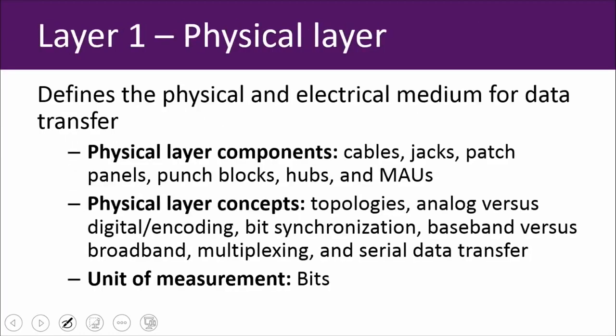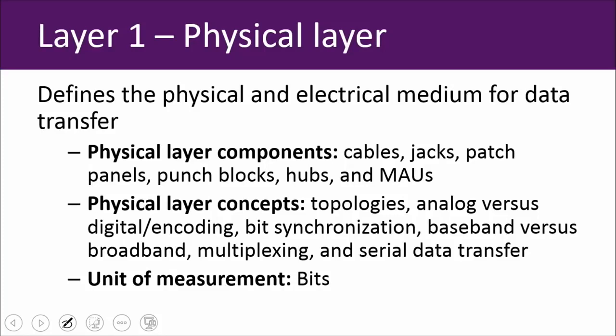Layer 1, the physical layer, just defines the electrical medium for data transfer, right? So not necessarily an electrical medium, but a physical medium. Physical layer components: you've got cables, jacks, patch panels, punch blocks, hubs, MAUs. Some of these things you might be like, I have no idea what this guy's talking about, and that's okay. Go ahead and take a quick second to Bing them. Just for the sake of time, we don't have enough to cover every little tiny detail. So keep that in mind if you hear me say something that doesn't make a lot of sense. Just take some initiative and Bing it. You'll be happier for it, okay?